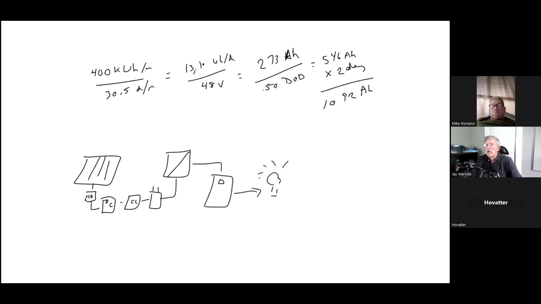Well, what is the only piece of equipment between the battery and the load? It's the inverter. So I derate by the efficiency of the inverter. So let's say that inverter is 96% efficient. So I would take this number, 1092, divided by 0.96, and we're going to get 1137.